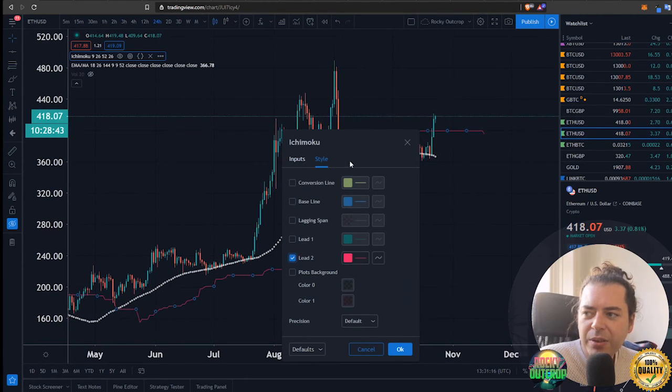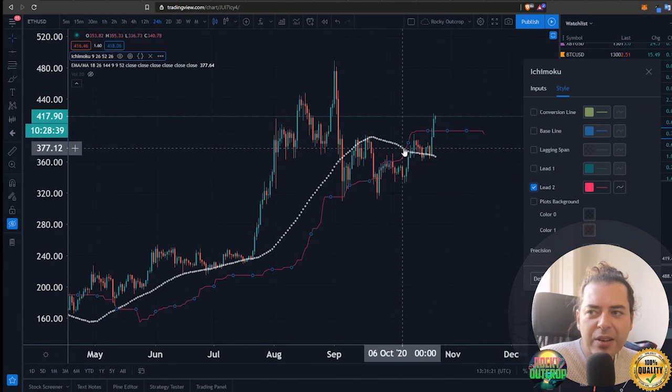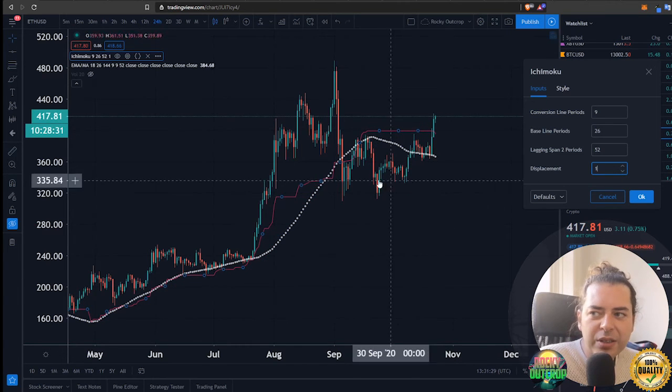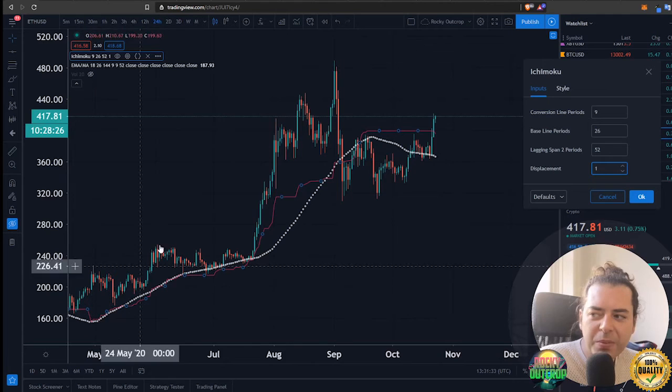The lead 2, swap that out, and you can see here that they're offset by 26. So just to make this comparison easier, I'm going to change the displacement of the Ichimoku down to 1. So you can see here the comparison points then between how this works with the moving averages.